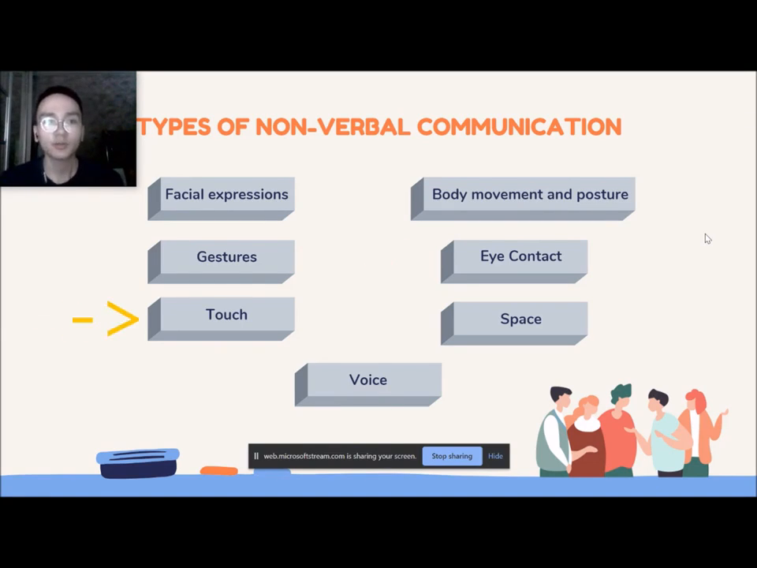And as for touch, it is where we touch when we are doing something. For example, when we are thinking, we touch our chin. As for space, it is the gap between people. And for voice intonation, it is how the person talks to the other person, and what their tone is when they're talking.